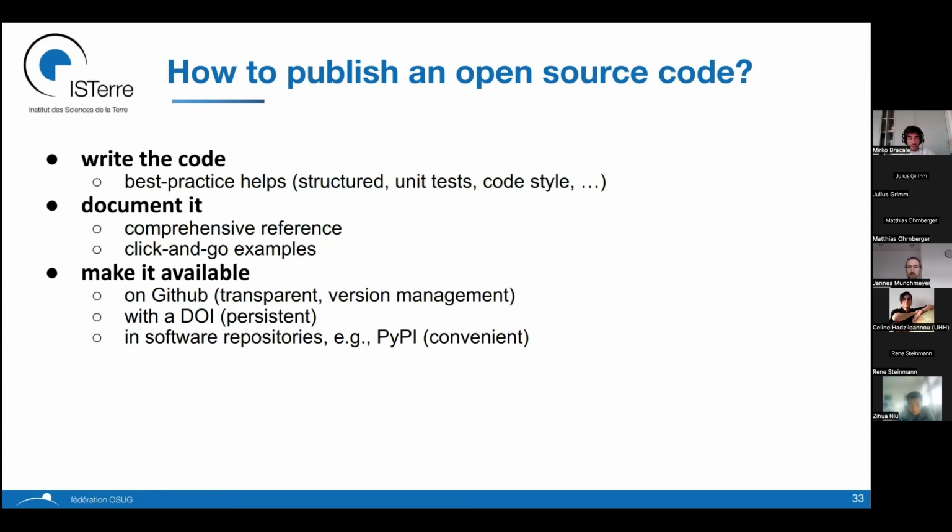Okay, we have code, we have documented it, and we need to make it available. First step about making it available is put it on GitHub or a similar resource, so something transparent that has version management and, best case, an issue tracker.